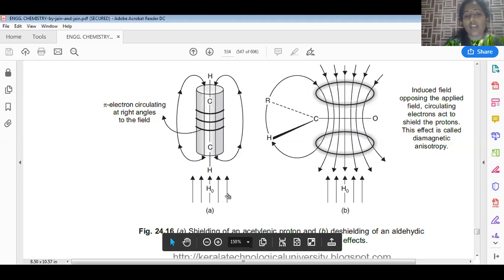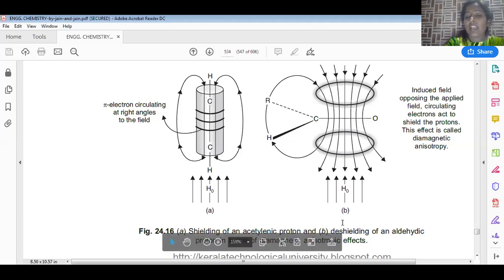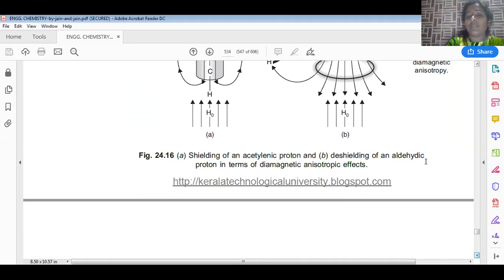Because of the shielding zone, values are upfield, whereas for a carbonyl compound, or otherwise a carbon-carbon double bond, we can take this as horizontally oriented, and this carbonyl compound always has deshielding effect with respect to induced and external magnetic field. Because of deshielding effect, the aldehyde proton will show a signal in the range of 9 to 10 ppm, which is extremely downfield. So this is mainly because of anisotropic effect.